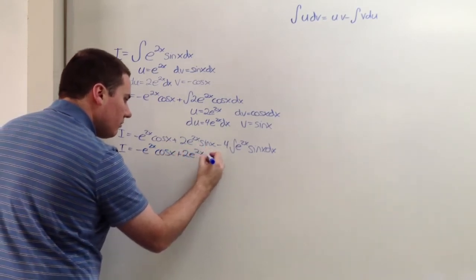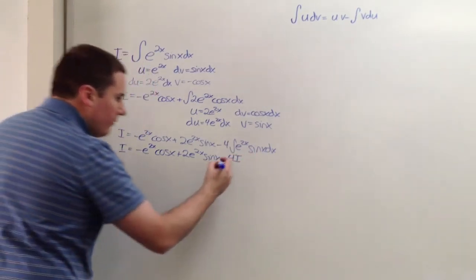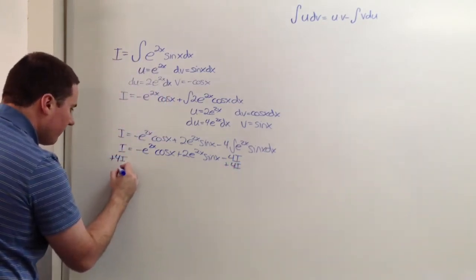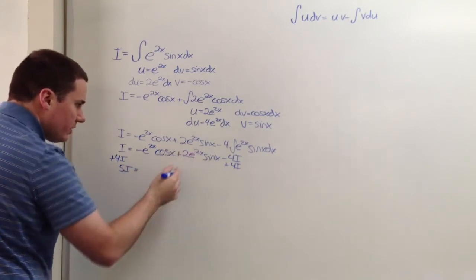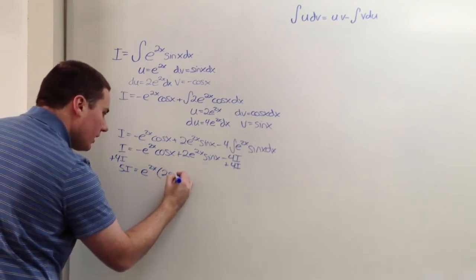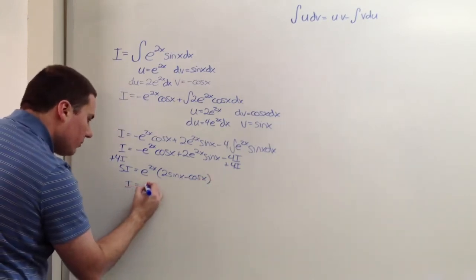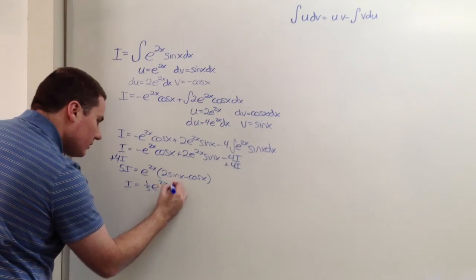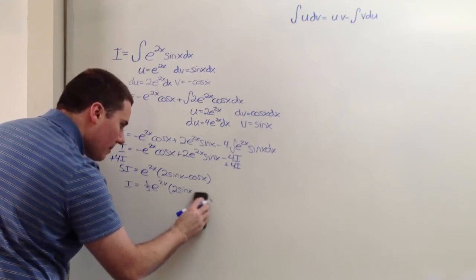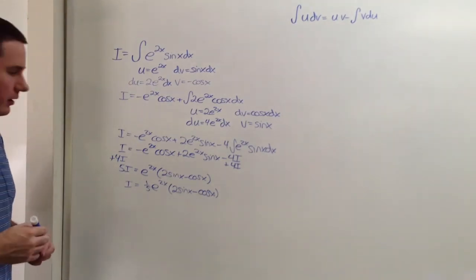So I'm just going to copy everything down. Minus 4I. Now I'm going to add 4I to the other side. And I'm going to get 5I equals, let me reverse the order here, and factor e to the 2x times 2 sine x minus cosine x. So therefore I equals 1/5 e to the 2x times 2 sine x minus cosine x. Which is a really, really neat little problem.